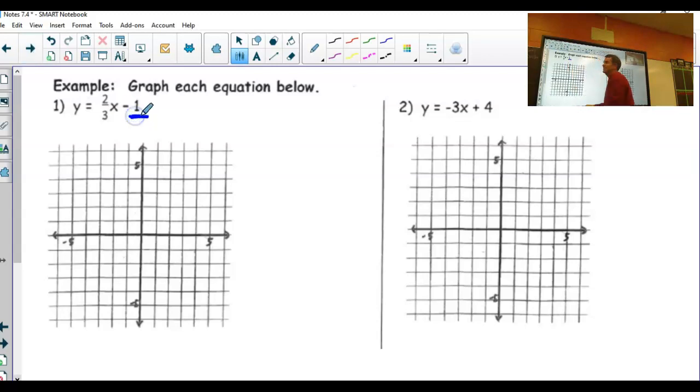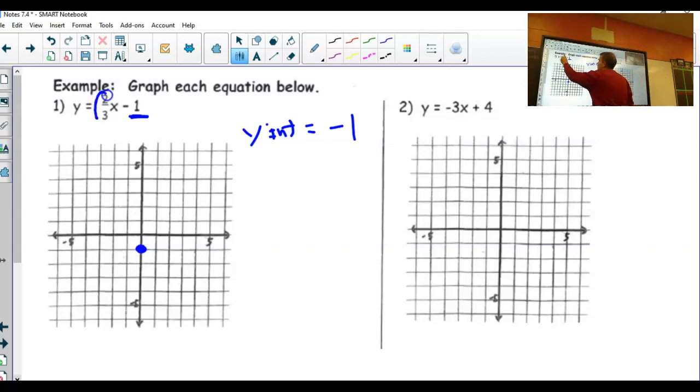The number that is not attached to the x is the y-intercept. The y-intercept of this line is -1. So I automatically know this point right here, -1 on the y-axis, that is where this line crosses the y-axis. That is a point on this graph.